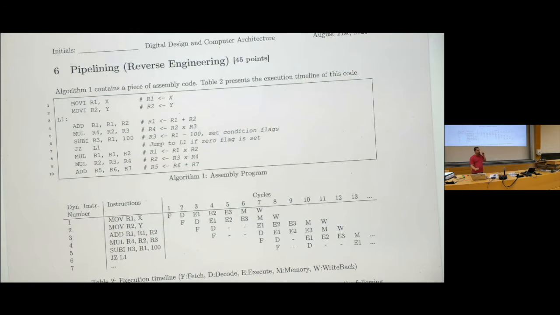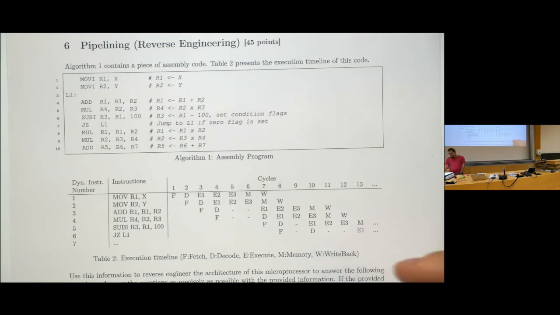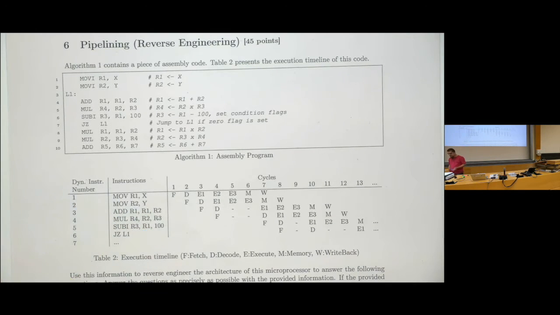Okay, does this work? Yeah. So we're doing the pipeline reverse engineering question. We get a pseudocode, well, not pseudocode, assembly code, and we should answer various questions about how this processor probably looks based on the cycle numbers we get. And then afterwards we should also count how many cycles the program executes, this kind of thing.